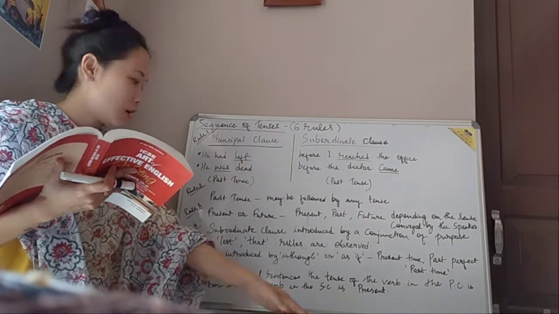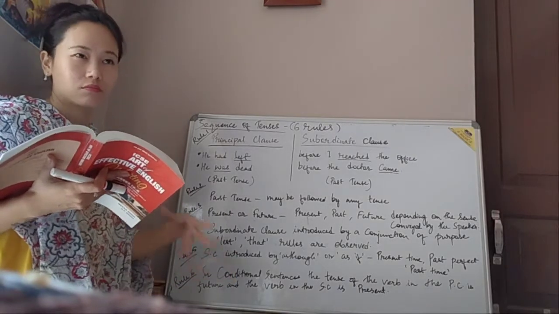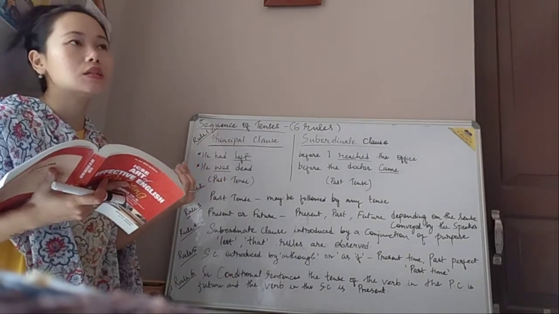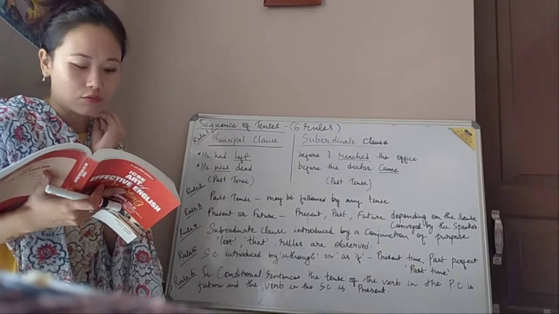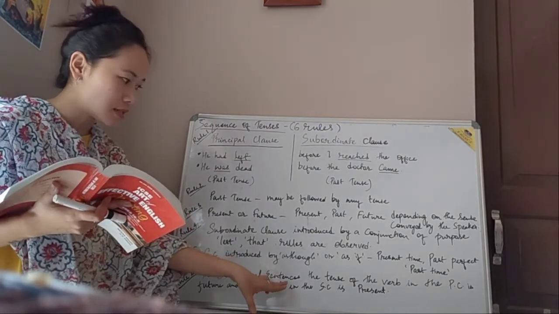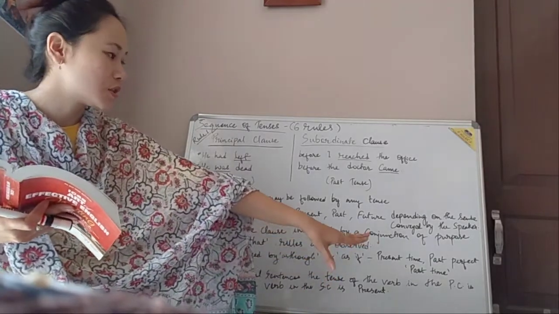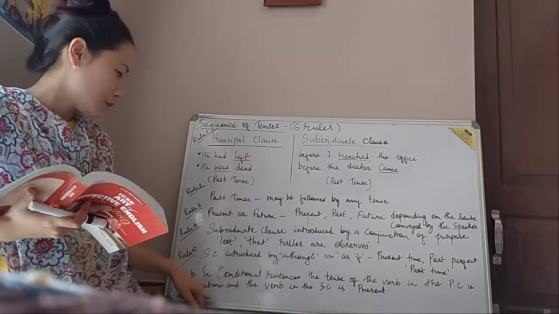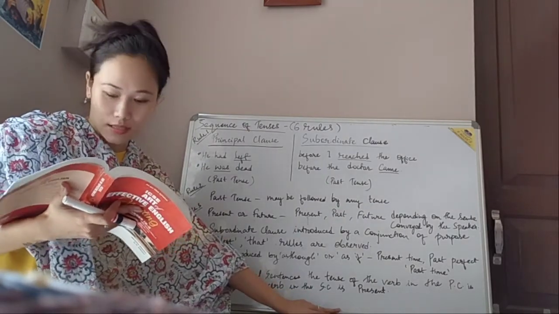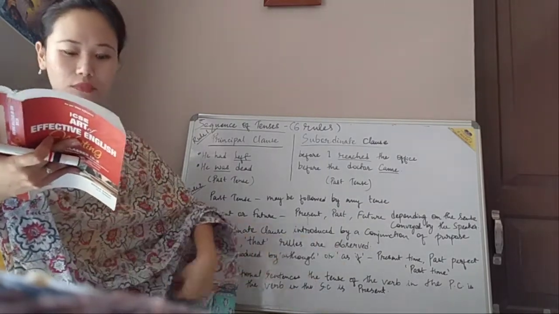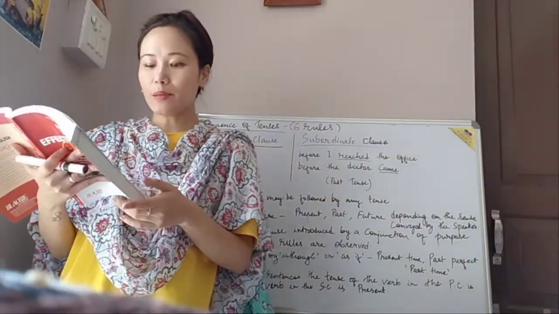Okay. Rule number 6, the last one. In conditional sentences, that is when your sentence shows some condition, the tense of the verb in the PC, your principal clause, is future and the verb in the subordinate clause is in the present tense. Like, "Unless Shyam apologizes, he will be punished."